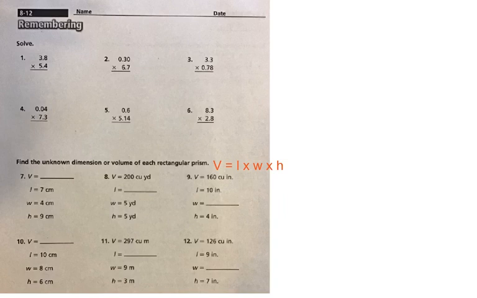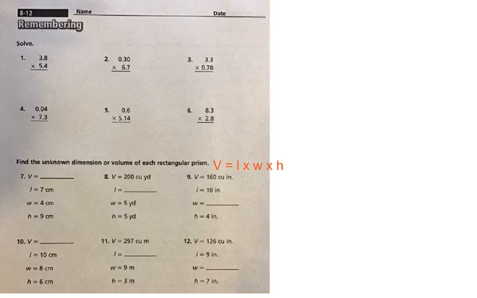As we move to the remembering side, you're going to see that you're multiplying decimals on numbers 1 through 6. The biggest thing to remember when multiplying decimals is you ignore the decimal while you're completing your multiplication, and then you count how many numbers in the original problem are behind the decimal and move it over. And I'm going to do number 3 with you, and I'll show you exactly what I'm talking about.